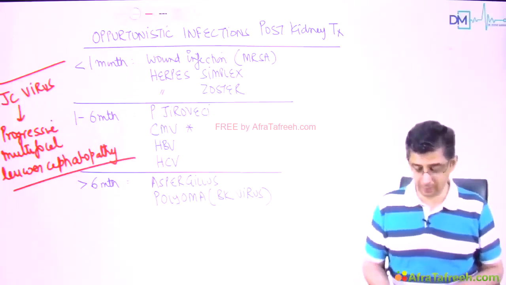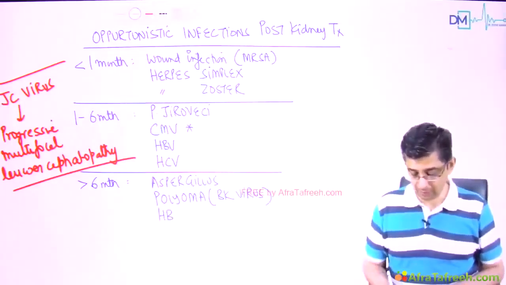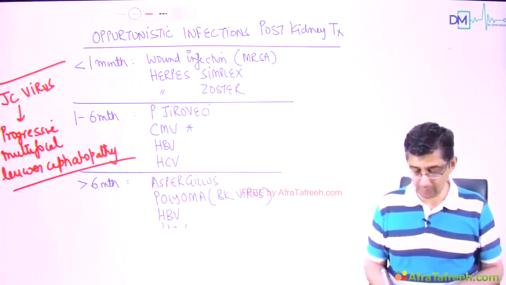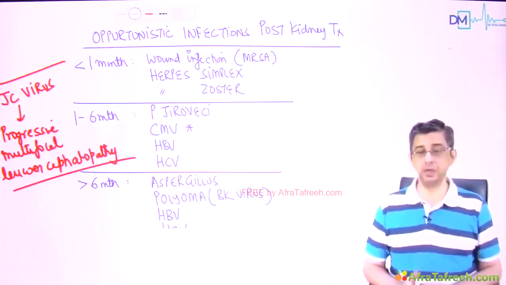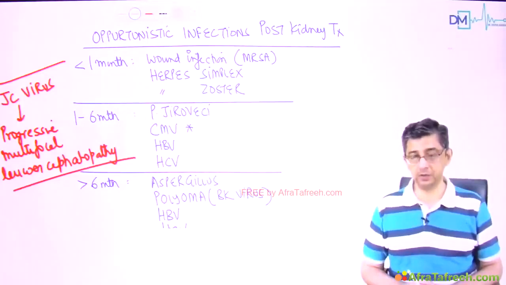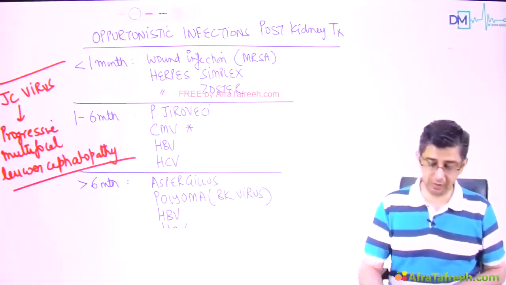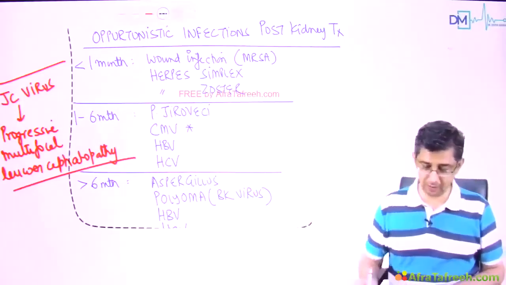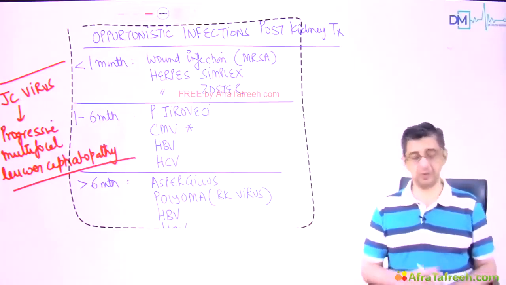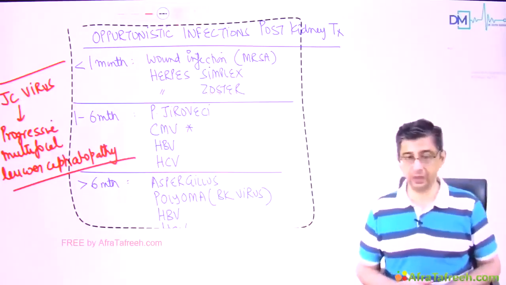Hepatitis B and hepatitis C are common. Both of these are common infections, both B and C, but then the difference is obviously cytomegalovirus and a polyoma virus in a patient. So this is an important slide that I wanted you to remember from the opportunistic infections perspective.